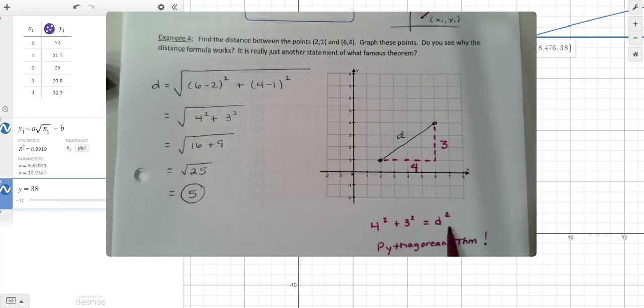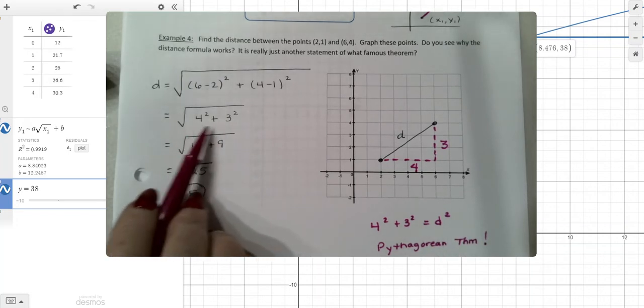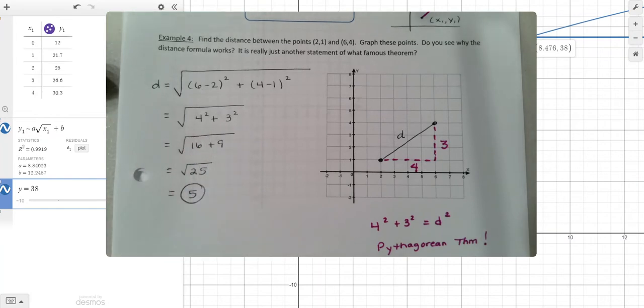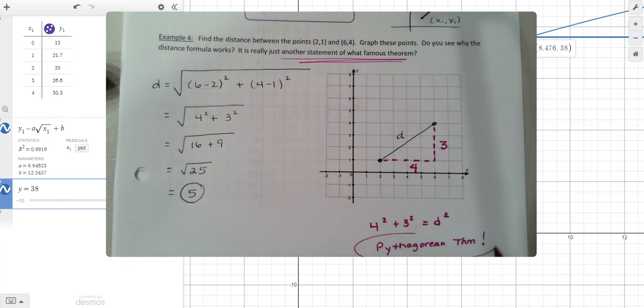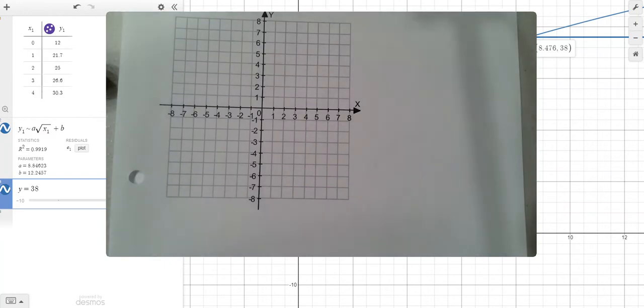Then when I take the square root of both sides, I would have ended up right here with the square root of 4 squared plus 3 squared, and it all would have looked the same. So in actuality, the distance formula is really just another statement of the Pythagorean theorem, is all it is. Just a fancy way of showing it. All right.